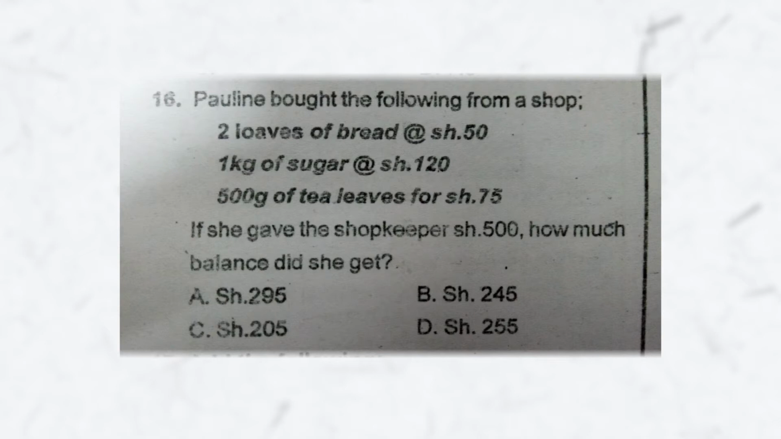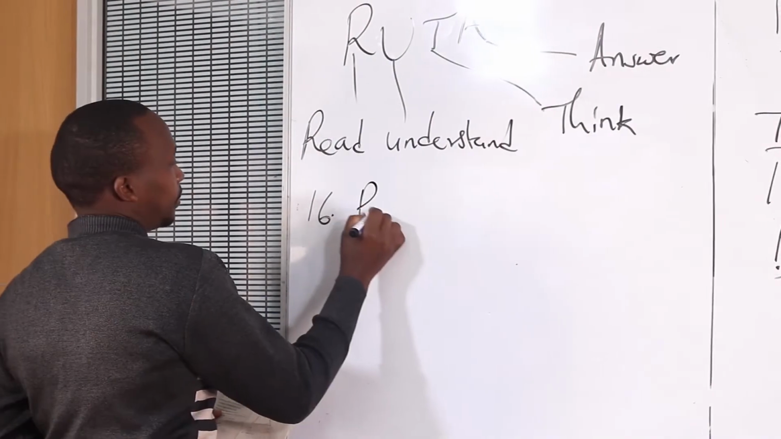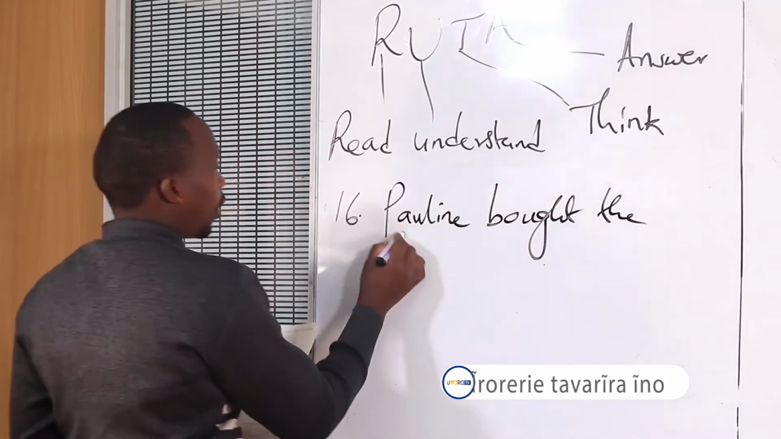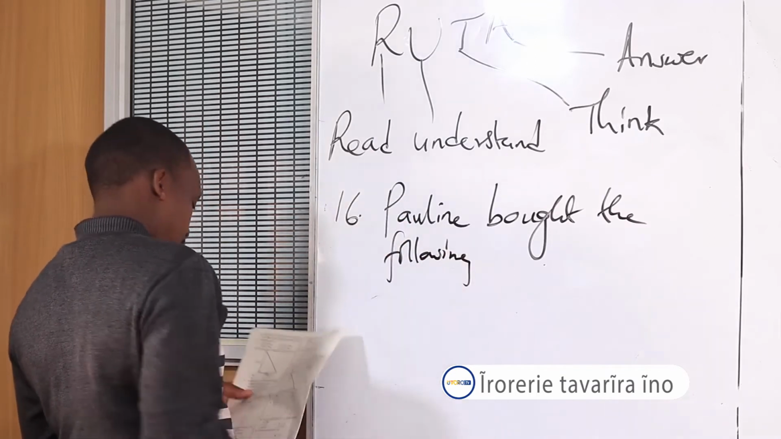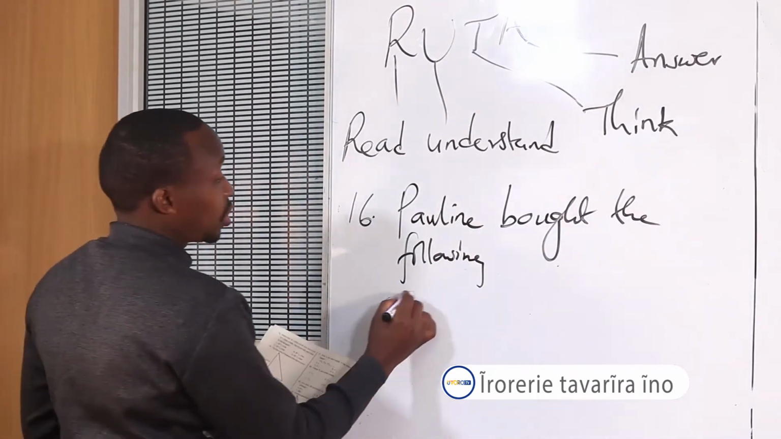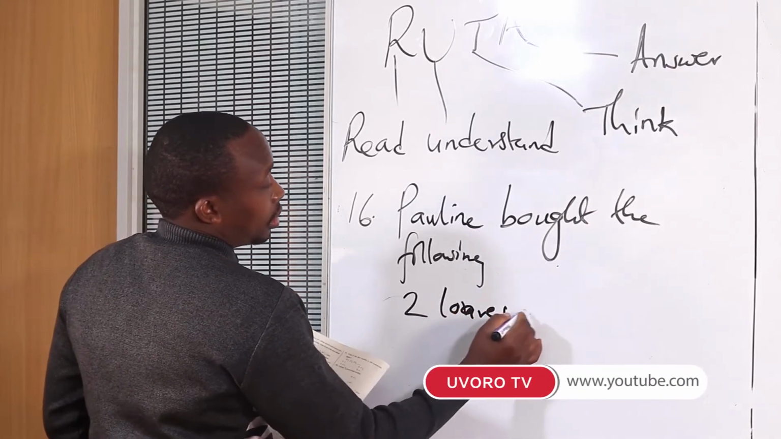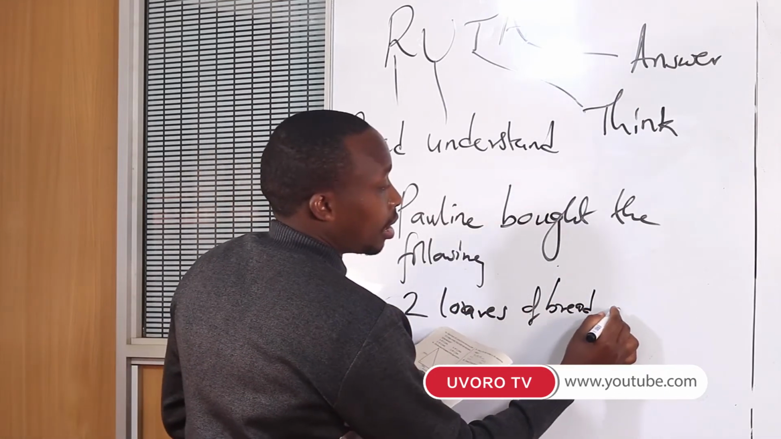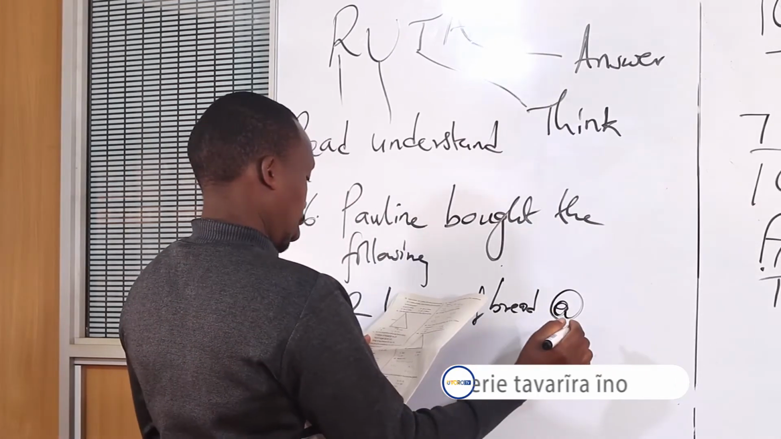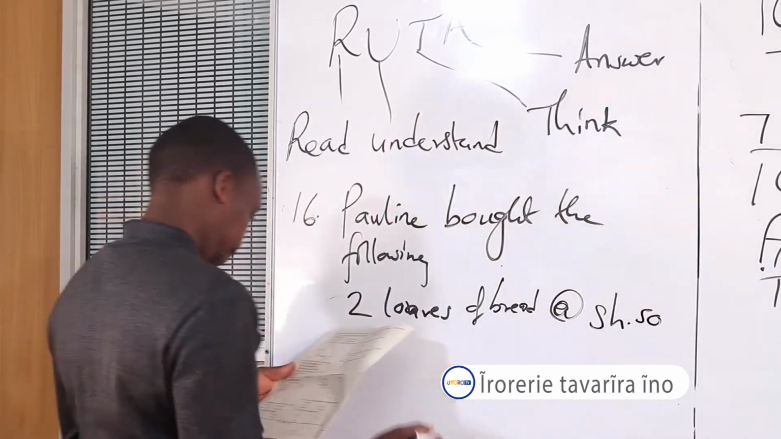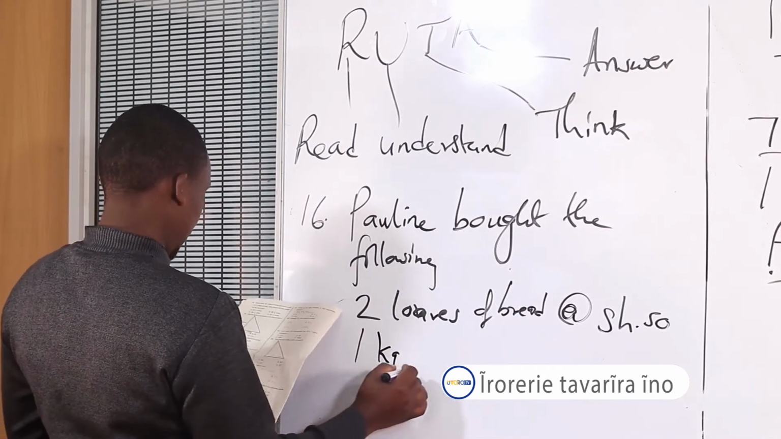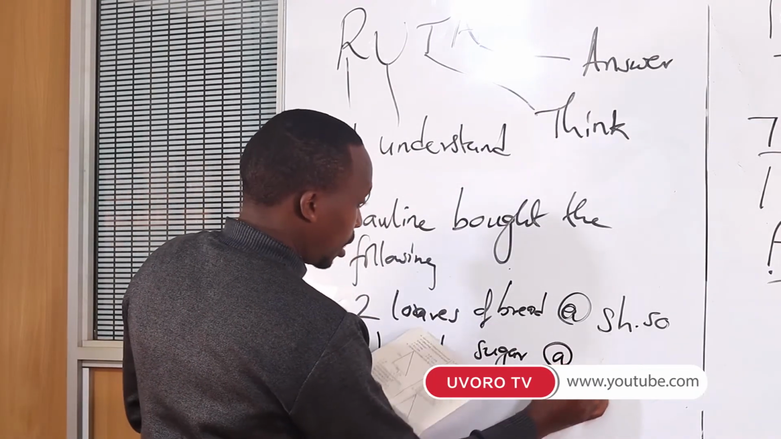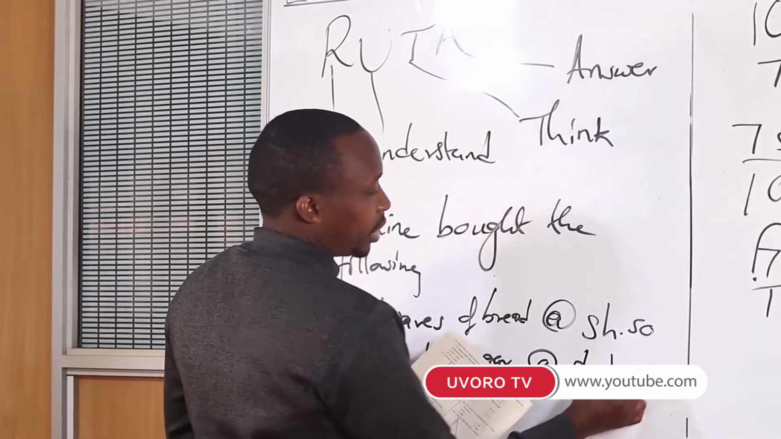You are told that Pauline bought the following: 2 loaves of bread at shillings 50, 1 kg of sugar at shillings 120.